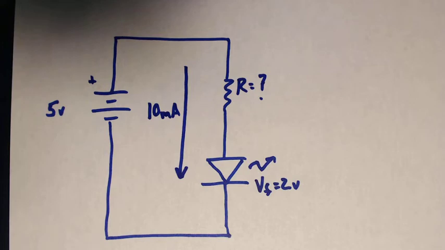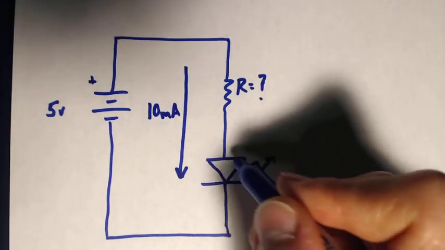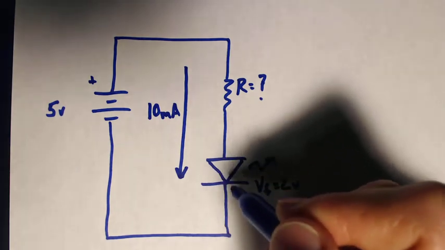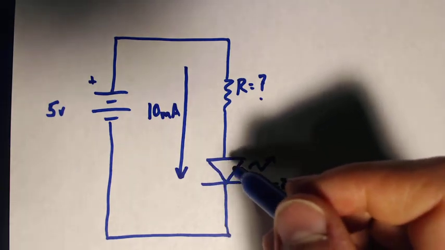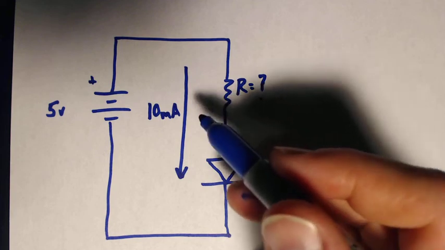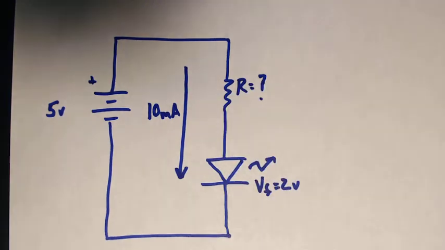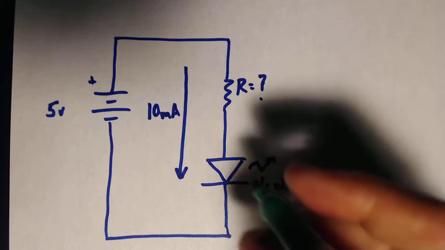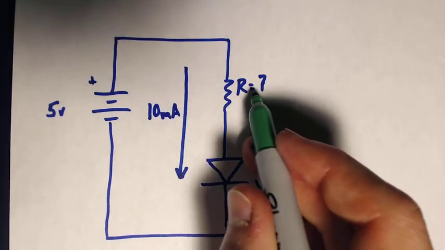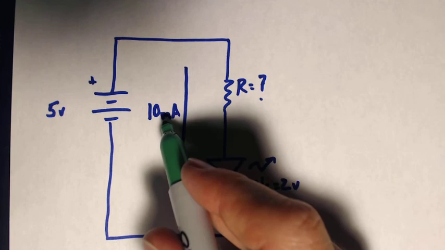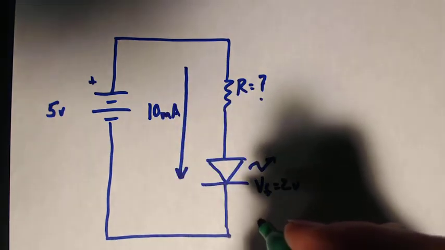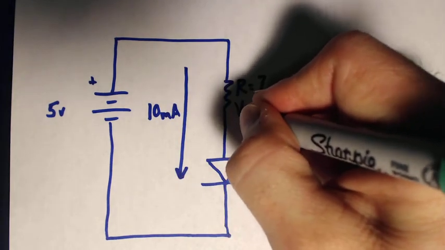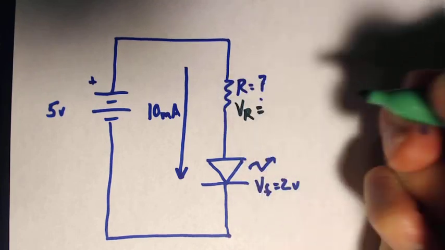Okay. Now, since the resistance of this diode is behaving like 0 ohms, the only thing limiting this current to 10 milliamps is going to be the resistance over here. However, in order to solve Ohm's law to figure out what the resistance value is for our desired 10 milliamps, we're going to need to know the voltage drop across it.